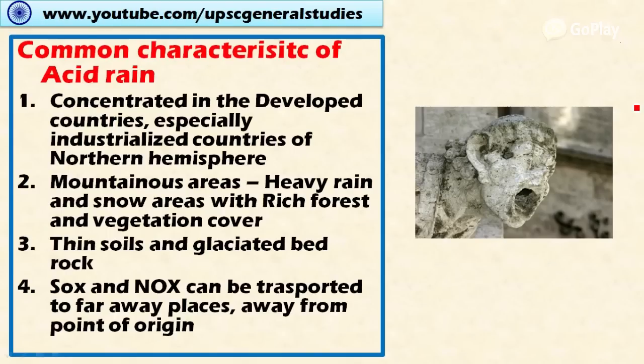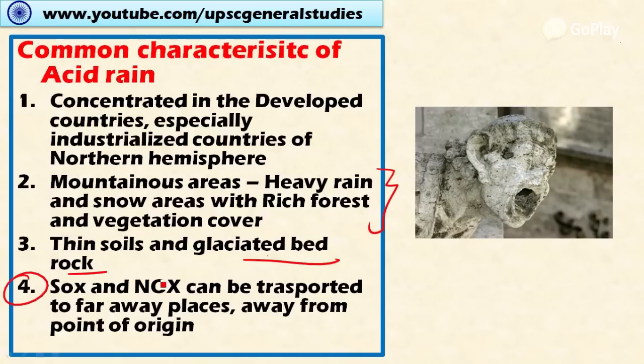And let's look at the common characteristics of acid rain. Here, acid rain is concentrated in the developed countries, especially those where industrial belts are more in the northern hemisphere. And the second important characteristic is that it occurs more in mountainous areas, that is heavy rain and snow areas where rich flora and fauna are present. So the effect of acid rain is more damaging because it is occurring in the very areas where rich flora and fauna are present. And also, acid rain regions are characterized by thin soil and glaciated bedrocks.